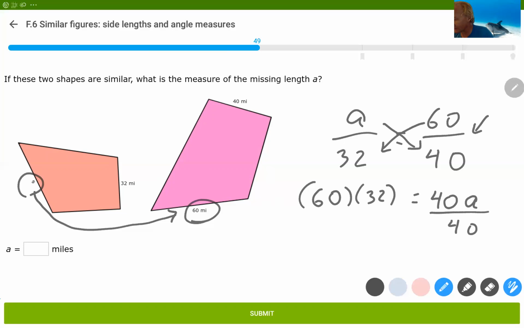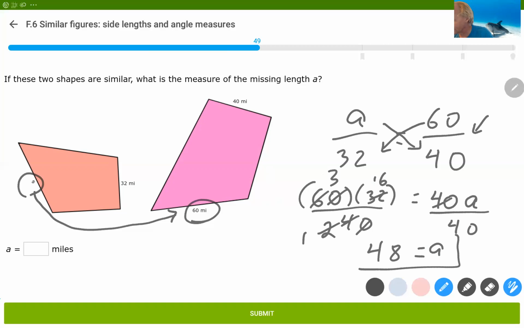Notice that I can still do the simplifying. I'm not canceling zeros, I'm dividing by 10. The 4 cancels with the, divide by 2 and divide by 2, and I've still got one more 2 I can divide, and that gives me 16 times 3, which is 48. So A is equal to 48.